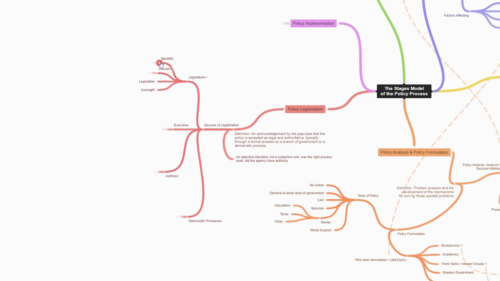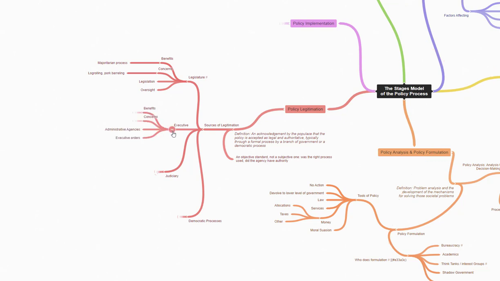Now, what's good about the legislature as a source of legitimation? Well, it's a majoritarian process, right? Majority rules. And these are elected representative officials. Some concerns, though, are things like log rolling and pork barreling, adding limitations and riders onto legislation that erode the public's confidence in that process.